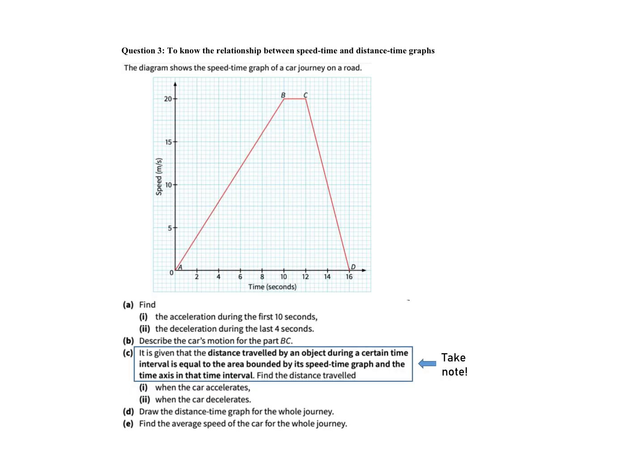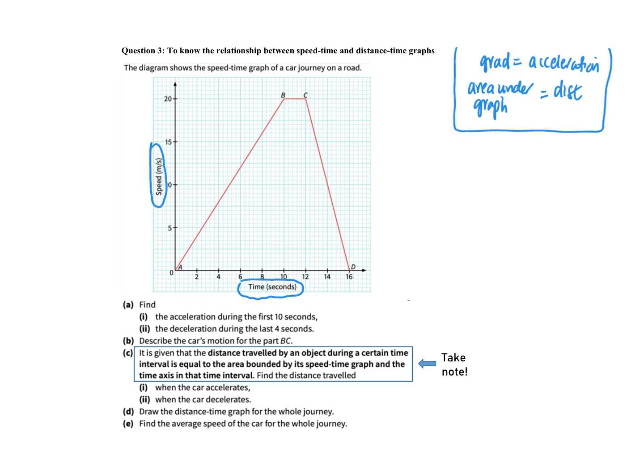Okay, so this first thing you look is always the axis. Speed, time graph. So you need to recall that gradient tells you acceleration. Okay, and then the area under graph tells you distance. So these are the two things. Once you see speed time graph, you know you will be asked these two things.